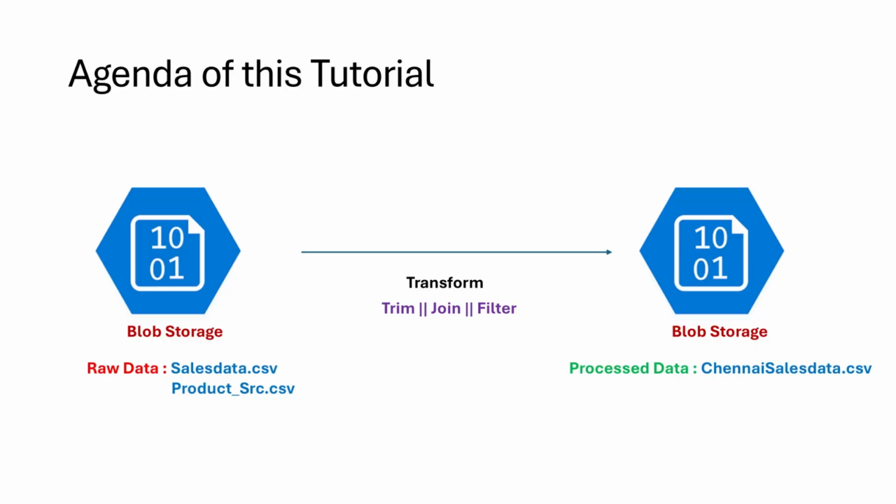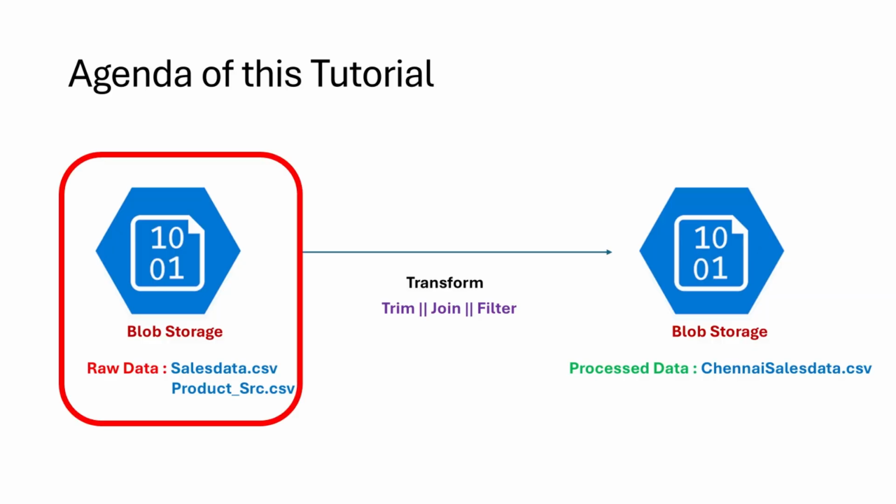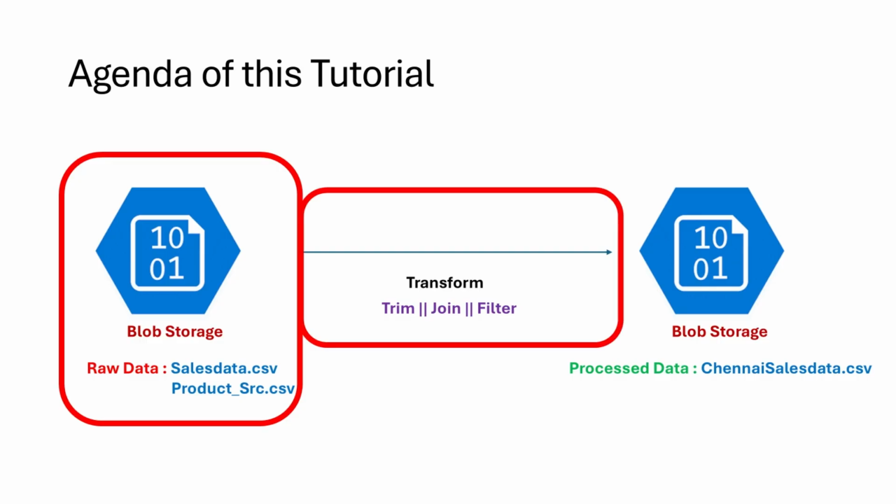We have a storage blob containing two different files, sales data and product data. Our goal is to perform the following transformations. Trim, to clean up unnecessary spaces in the data. Join, to merge relevant product attributes with the sales data. Filter, to extract only the relevant records.